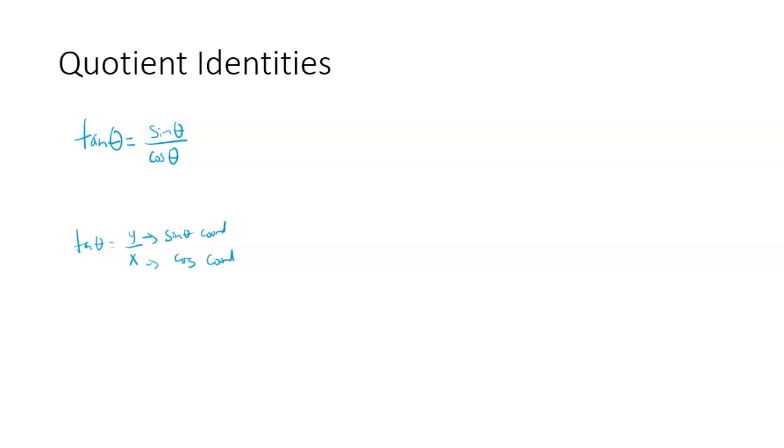So if we know those 2 values, now we can write it in an identity, which means its reciprocal, cotangent, just means that it's cosine over sine. So those are your quotient identities.